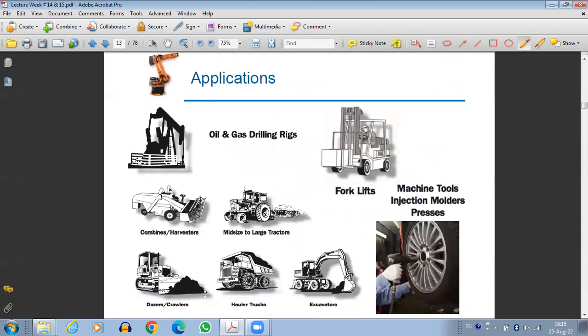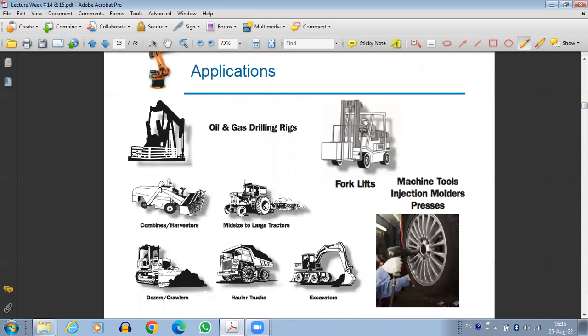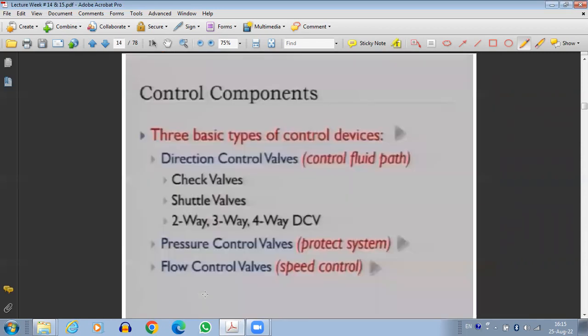Applications, there are a lot of applications. There are applications in the oil and gas drilling rigs. There are applications in different power vehicles, in the forklifts, in mid-sized to large tractors, in the dozers, in the hauler trucks, in the excavators, in different machining tools. So we have a lot of applications of these hydraulic pneumatic systems.